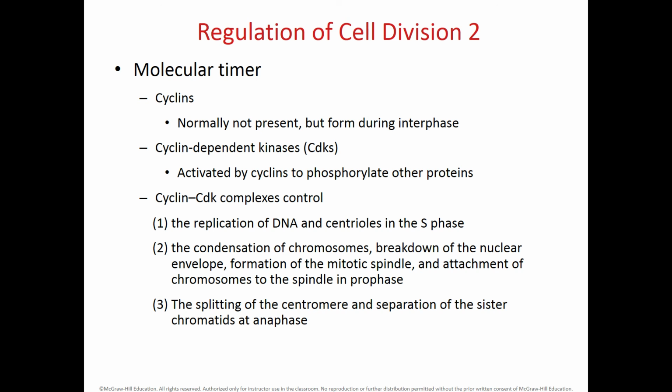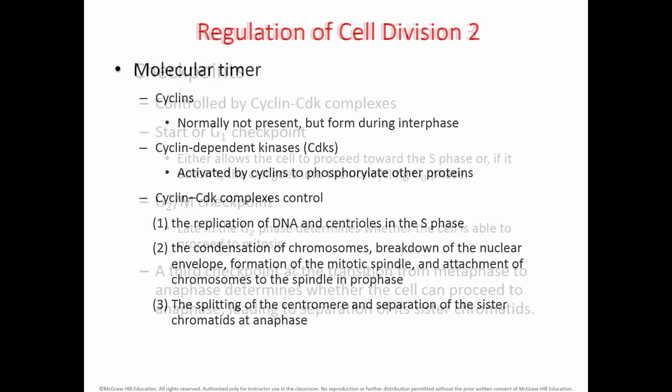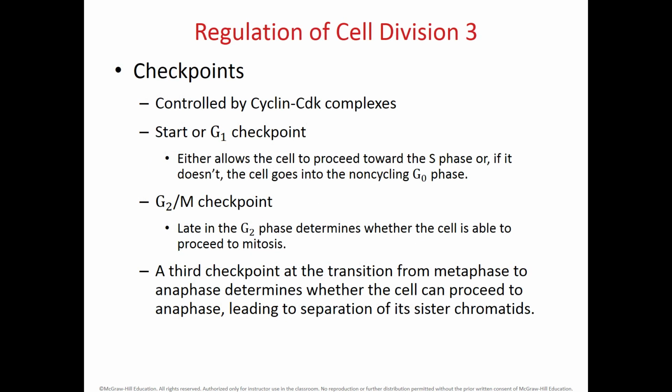So these parts of the cell cycle, the replication of the DNA and the centrioles in S phase, the condensation of the chromosomes, the formation of the mitotic spindle, and the splitting of the centromere are under the control of cyclin and cyclin-dependent kinases. And then the cell checkpoints, what they do is they prevent the cells from going into the next phase if the cells are not ready for it.